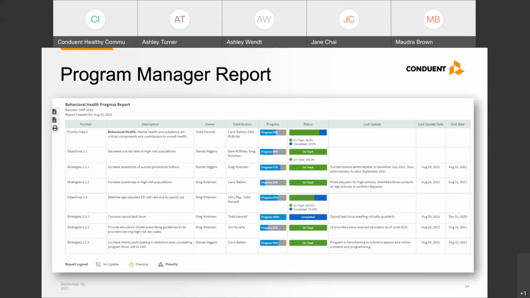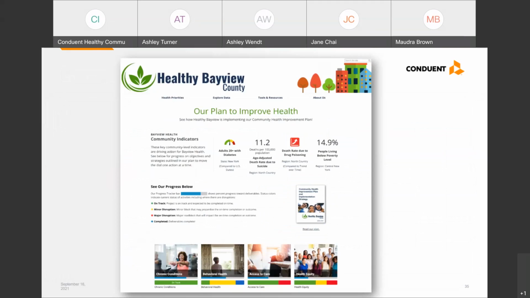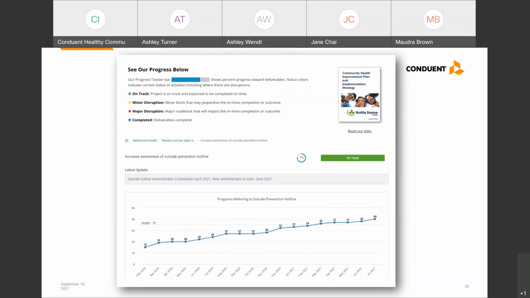The last type of reporting you might consider is providing high-level progress updates that are visible to community members. This ensures accountability and transparency of your plan, which we mentioned earlier are crucial to the success of your efforts. So here's an example of a publicly facing dashboard that shows progress of activities in your plan alongside community level indicators. In addition to a high-level summary of progress, your public dashboard should also include tracking of key metrics.